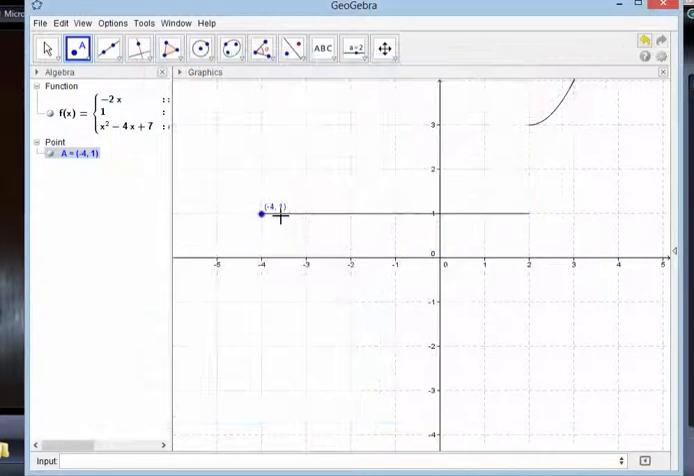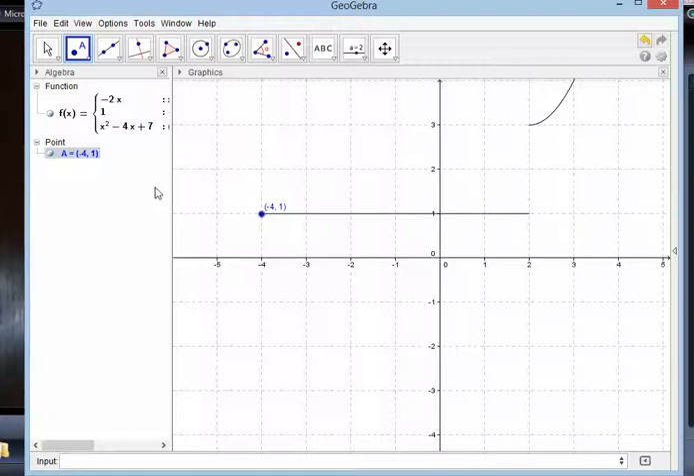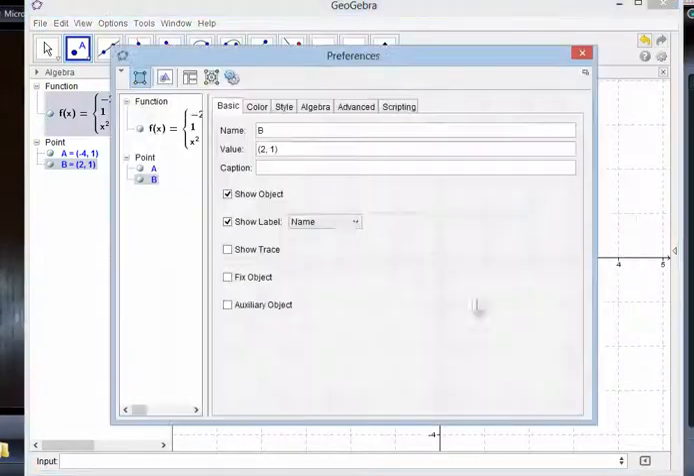Right, now you'll notice that it lists the actual coordinates there. I'm going to put another point down here at the end. Just drag that over to be right at that 2, 1. And then right click, and let's go ahead and show the value there too.